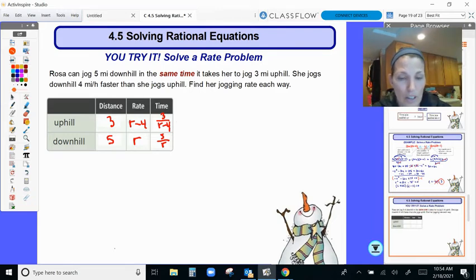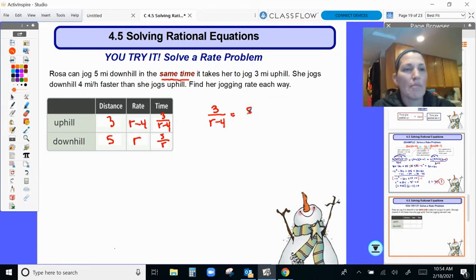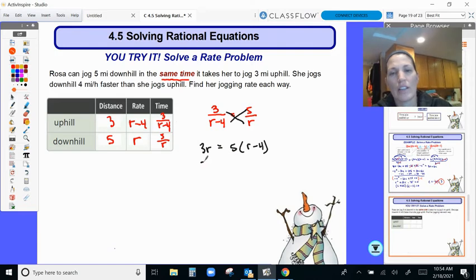Okay. All right. So now we know that find her jogging rate each way. So we know that her times are the same right there. So the same time it takes. So this is a key word right here. So we know our times are the same. So we know that 3 over R minus 4 equals 5 over R. And that makes a nice rate. That's a proportion, right? Just one fraction equals the other. So I can actually just cross multiply. So 3 times R equals 5 times (R minus 4). So 3R equals 5R minus 20.